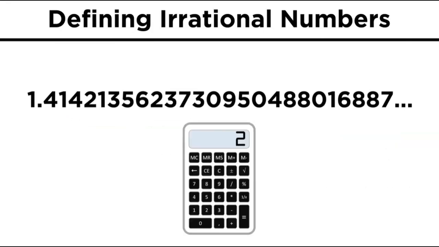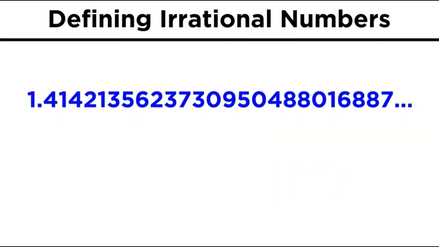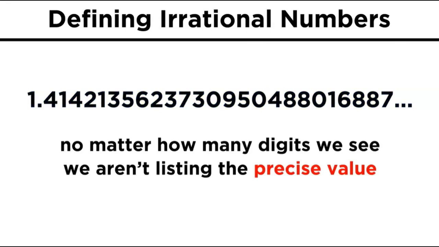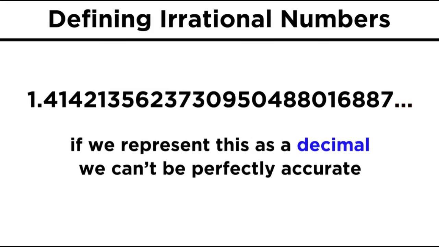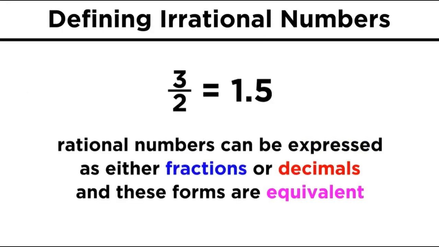If we plug this into a calculator, it will tell us that the answer is 1.4142, etc., etc., but no matter how many digits your calculator displays, it's not giving you the full story. This number extends forever, which means we can never list the square root of 2 as a decimal and be infinitely accurate, the way we can with 3/2. 3/2, or 1.5, is exactly 3 over exactly 2.